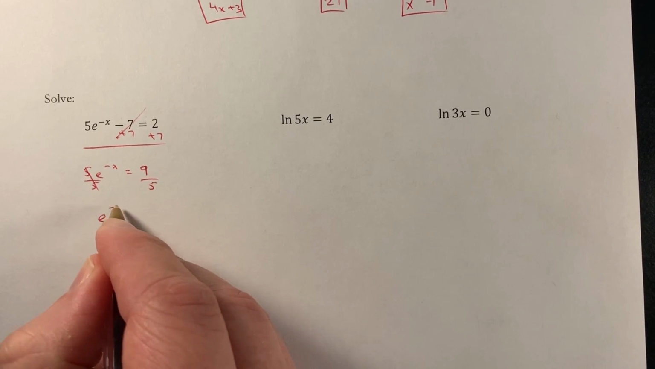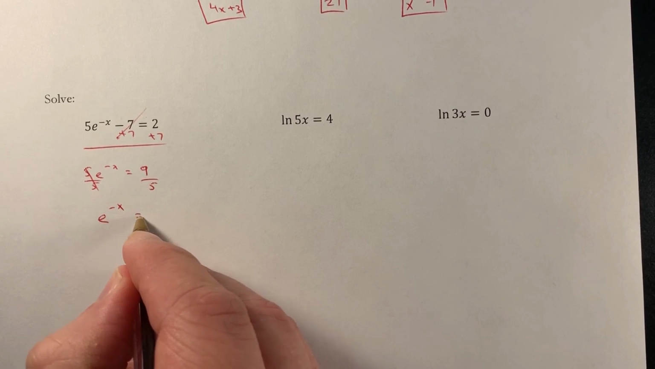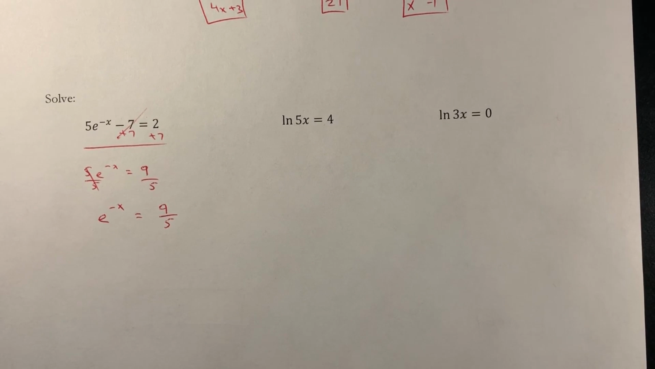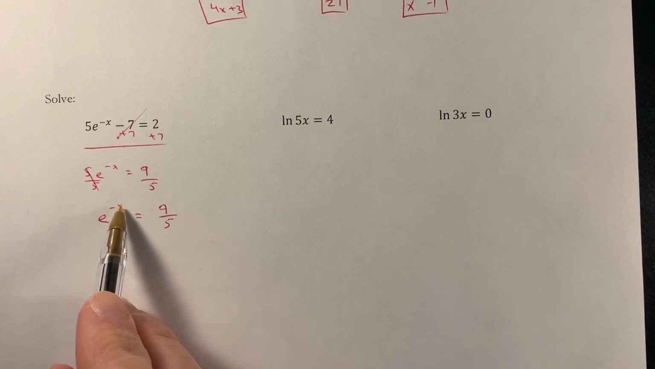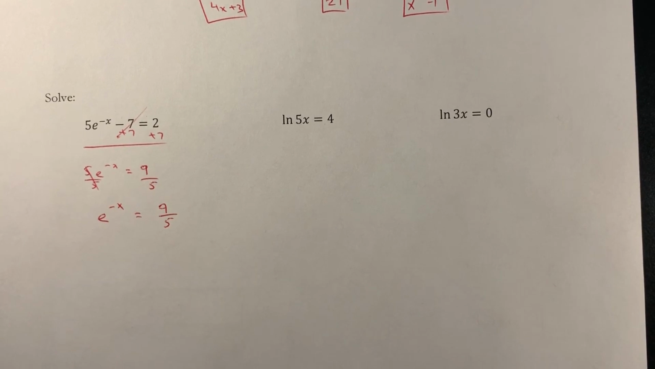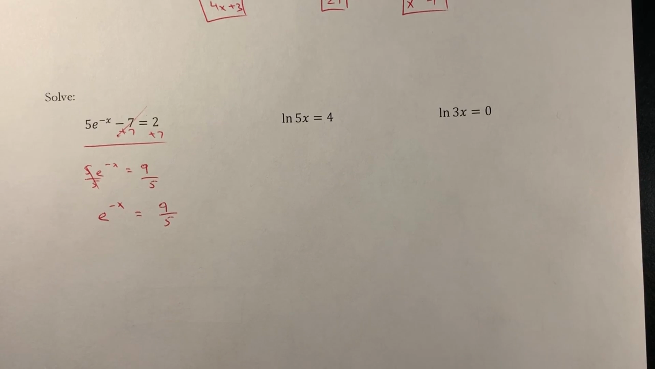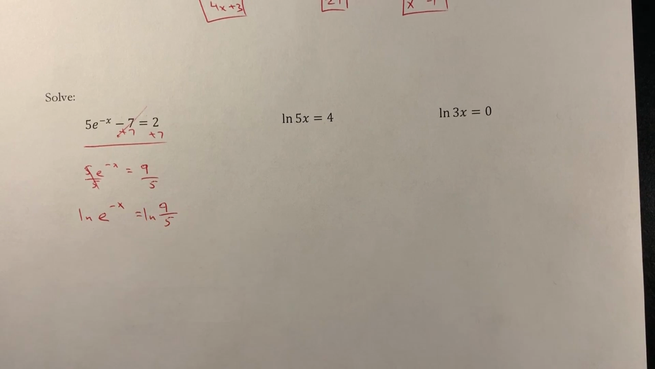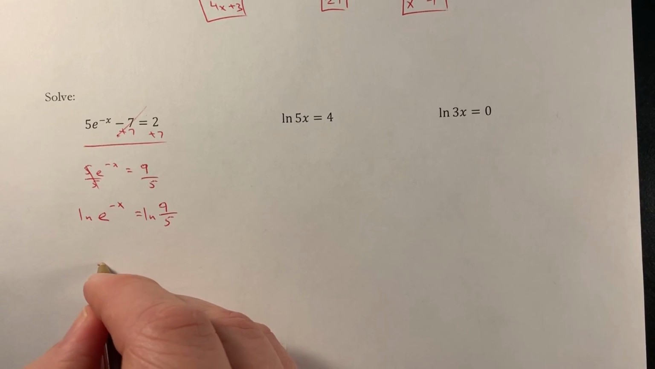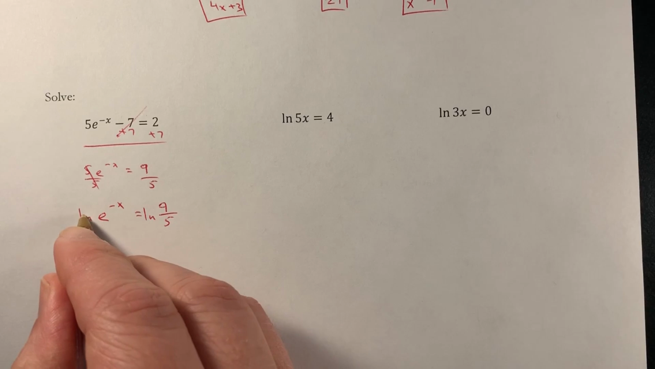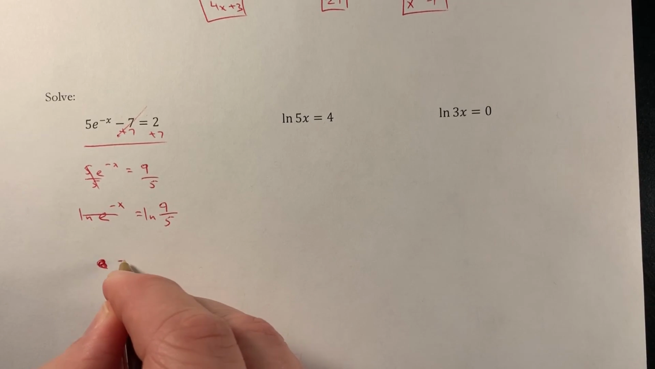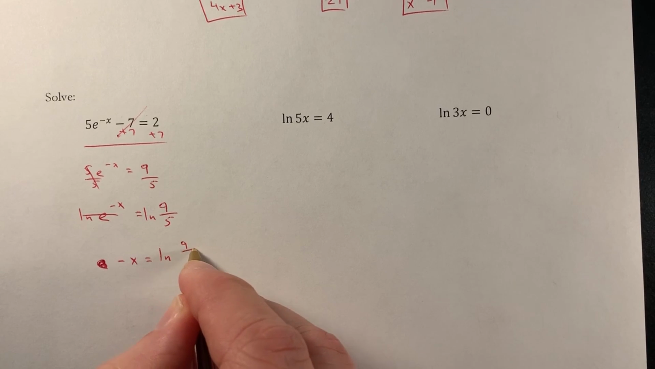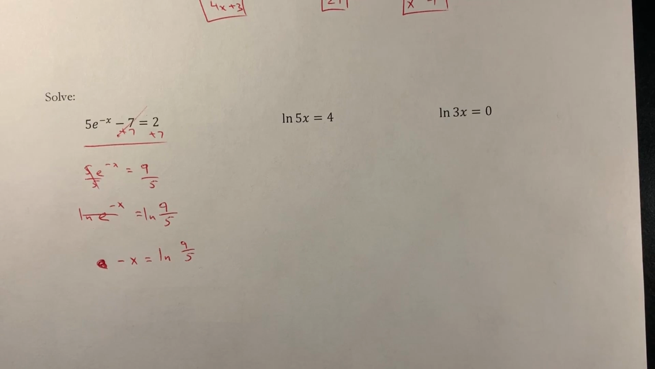So e to the negative x power equals 9/5. Now, I need to cancel out this e, so I just have negative x on this side. So the way I'm going to do that is do natural log of both sides. So I'm going to do natural log on each side. So I get e to the negative x, I'm sorry, that canceled. So actually I just get negative x equals natural log 9/5.